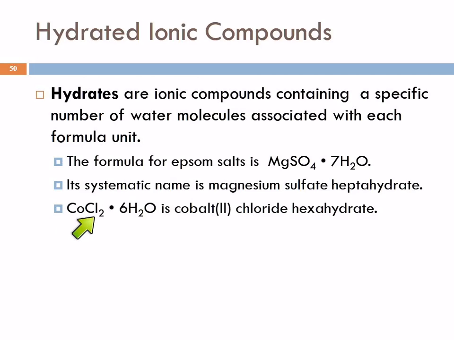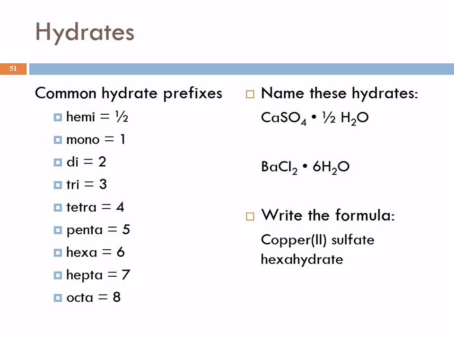So this one's CoCl2 dot 6H2O. This is cobalt 2 chloride. Cobalt needs a Roman numeral. Cobalt 2 chloride hexahydrate. These are the prefixes, and you need to know these. Not for the first exam, but for the second exam.